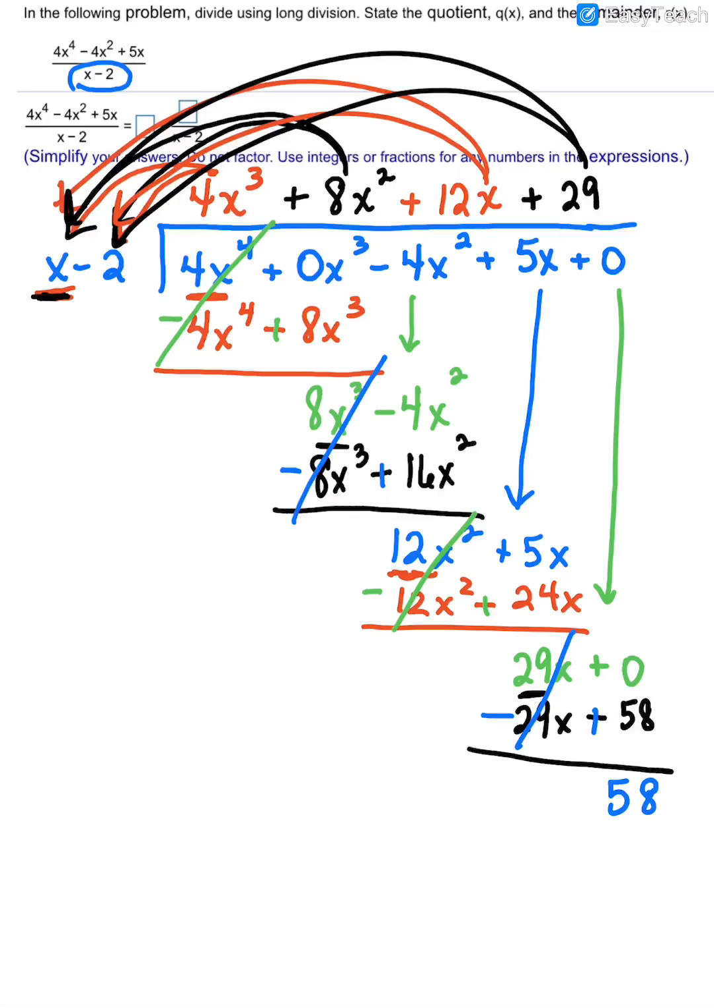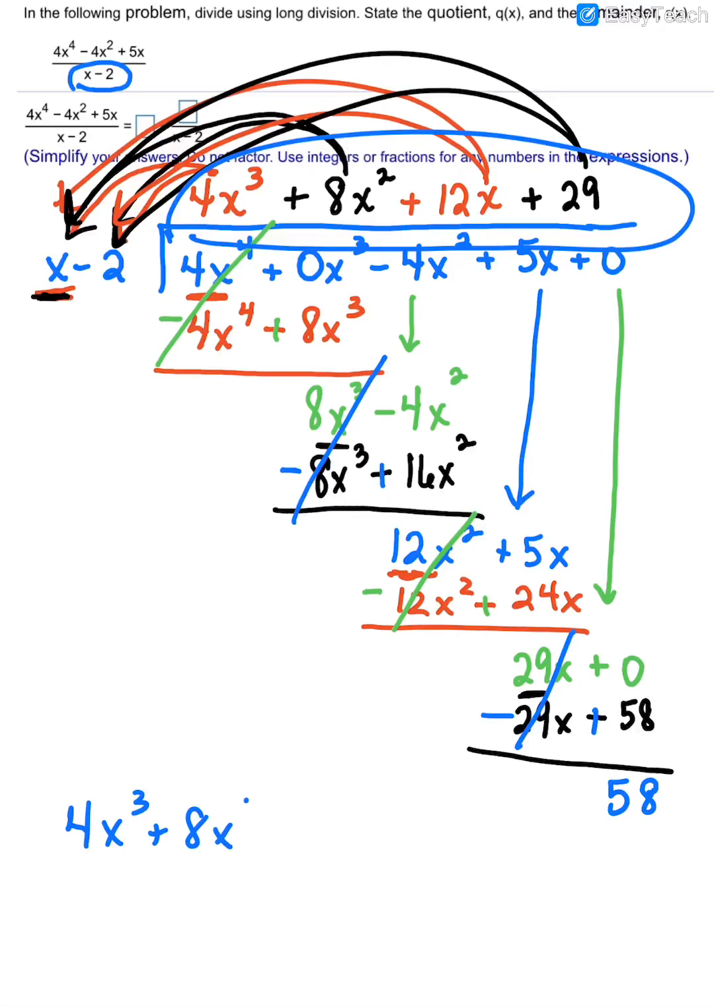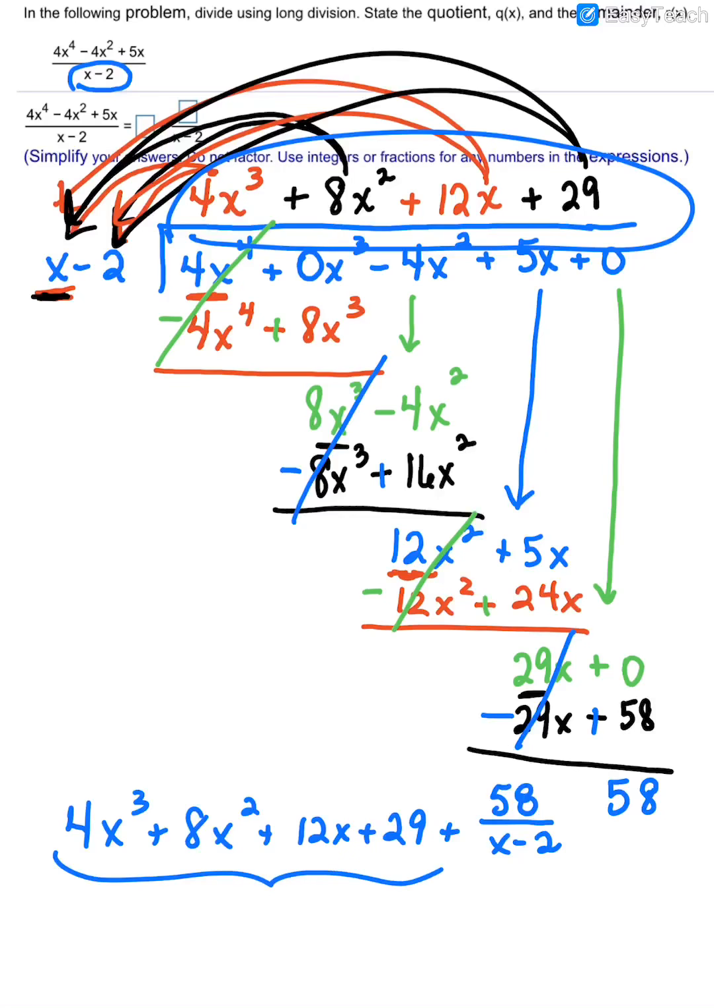So when we write our answer, we're going to take our term up here, the polynomial 4x cubed plus 8x squared plus 12x plus 29, and then you take whatever your remainder is, so 58 is the remainder, and you put it over the original divisor, which was x minus 2. So this is what they're referring to as the quotient, the q of x. And then this part is what they're referring to as your remainder, r of x.